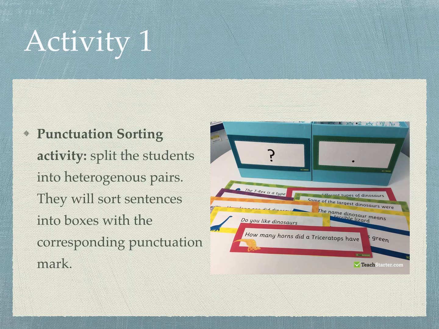One activity that students could do to demonstrate understanding of this concept would be the punctuation sorting activity. In this activity, I would split students into heterogeneous pairs, and they would be given various sentences without punctuation at the end, just like that's pictured in the slide, and boxes or folders that are labeled with punctuation marks. And I would also want to include an exclamation point instead of just the question mark and the period. But anyway, each pair of students would sort the sentences into the corresponding box or folder, and once they've completed that, they'll just raise their hand and have me come check their work.